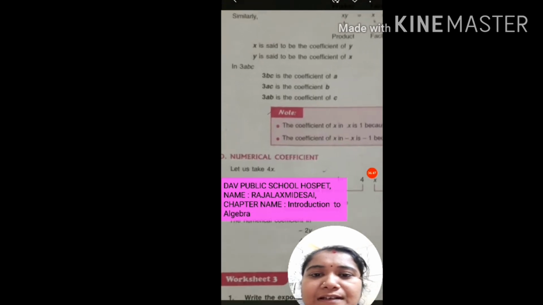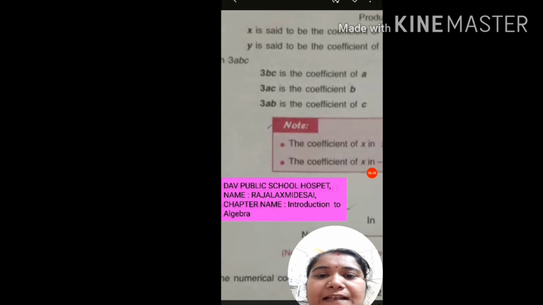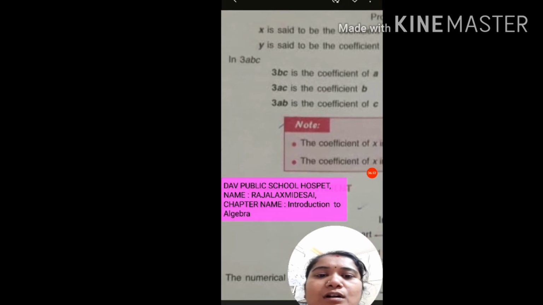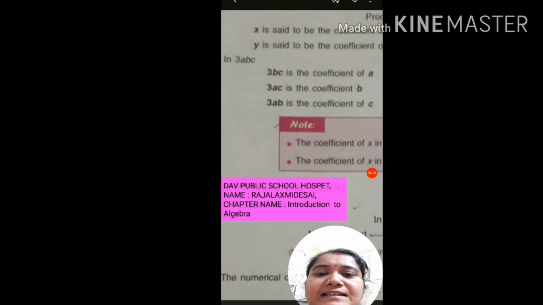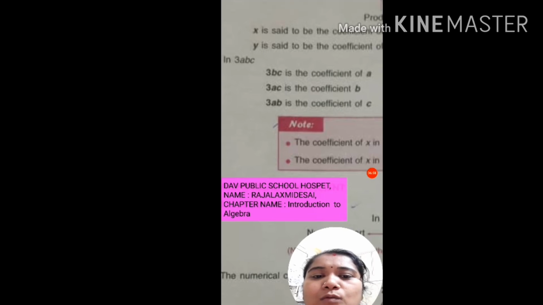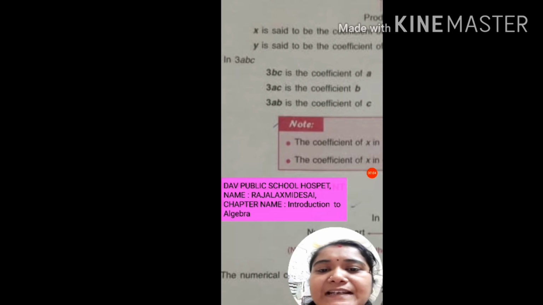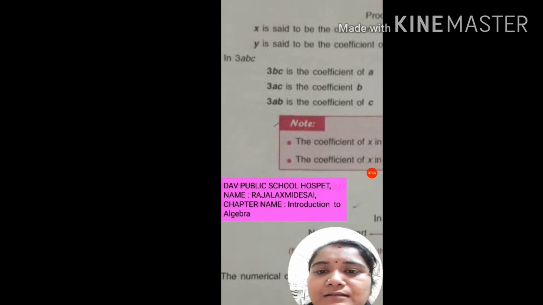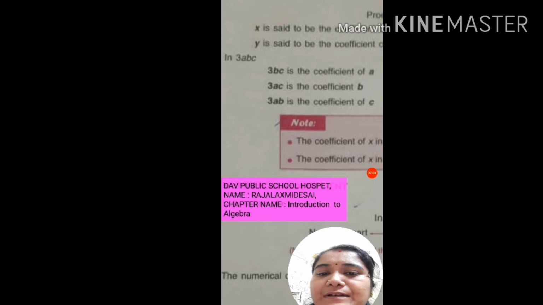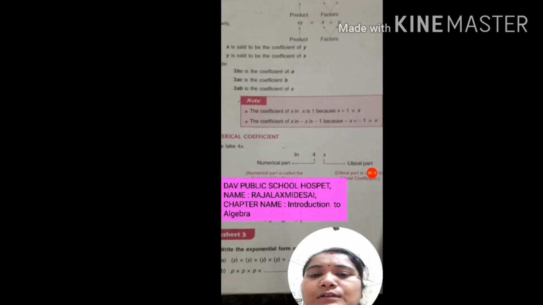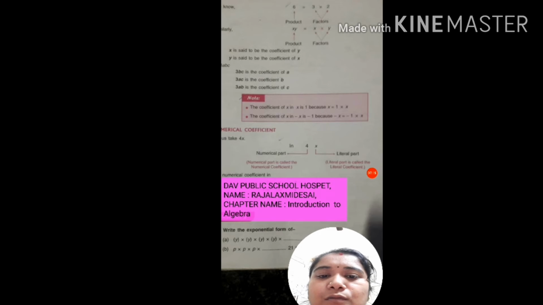In one more example, here is 3ABC. In 3ABC, 3BC is the coefficient of A. Then what is the coefficient of B in 3ABC? It is 3AC. What is the coefficient of C in 3ABC? It will be 3AB. So the coefficient of x in x is 1, because x is equal to 1 into x. The coefficient of x in minus x is minus 1, because minus x means minus 1 into x.